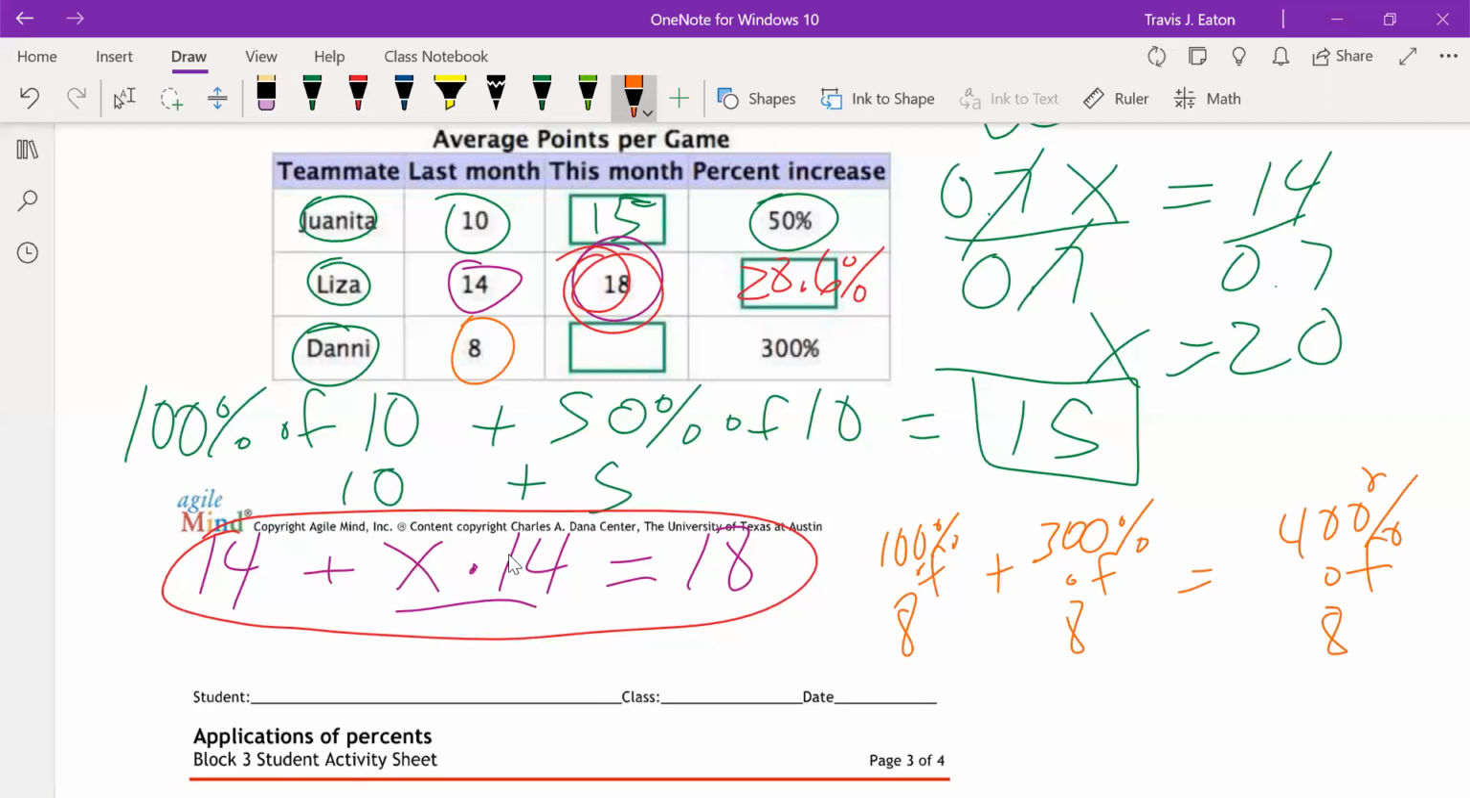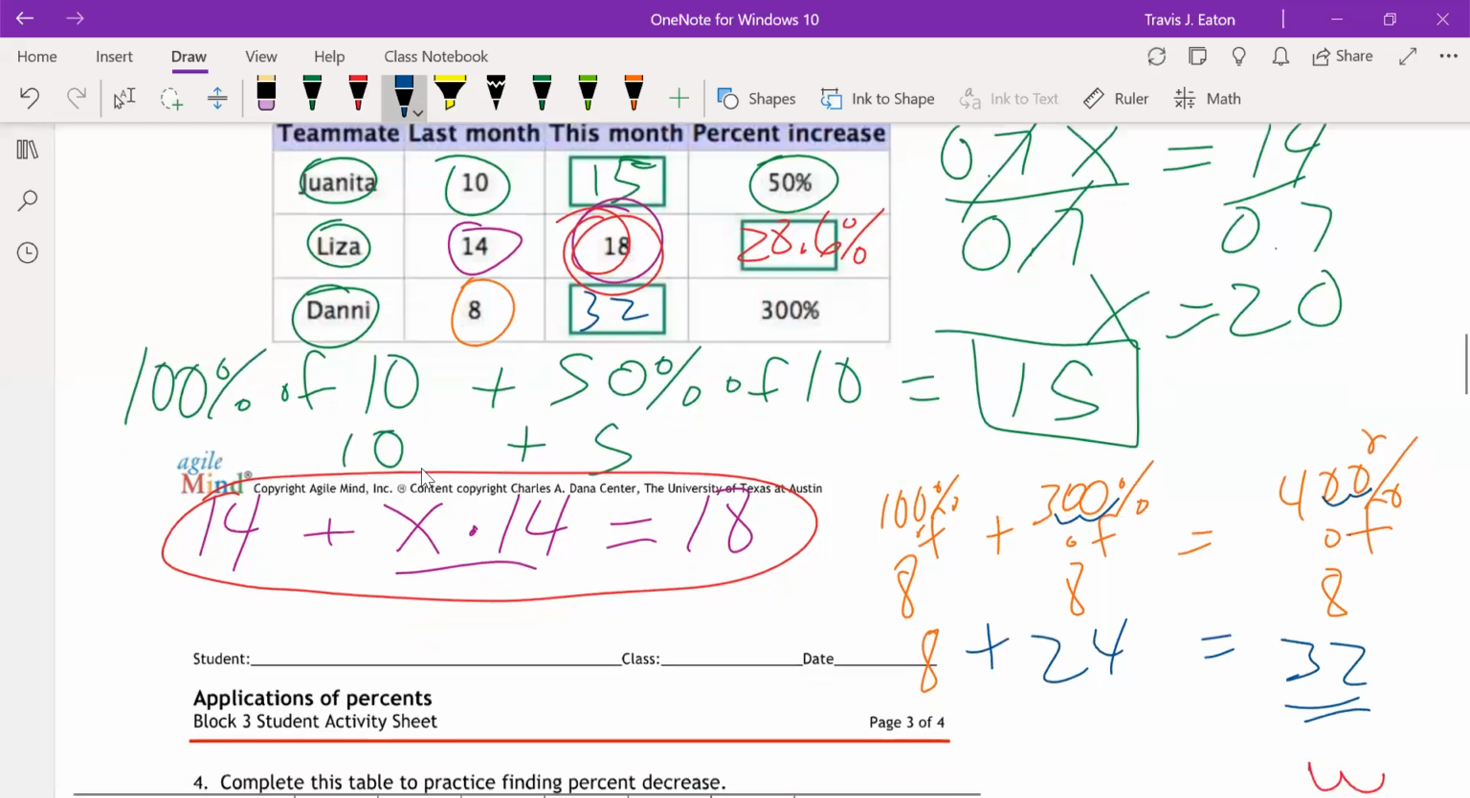And of course, there are different ways to look at that. Well, 100% of 8 would be 8. 300%, well, if we move the decimal 2 places to the left, that would be 3. 3 times 8 would be 24. So 8 plus 24 equals 32. If we look at the other one, 400% of 8, move the decimal back, that would be 4 times 8, because remember, of means multiply. 4 multiplied by 8 would be 32. So she had 32 points this month. All right.